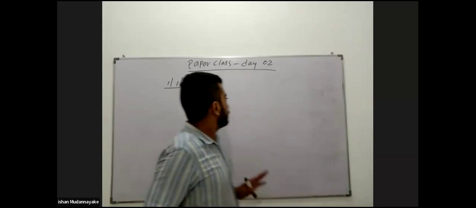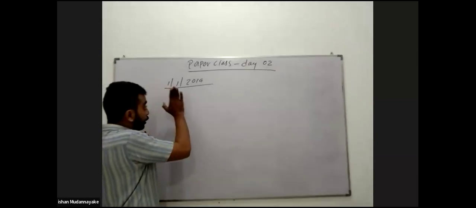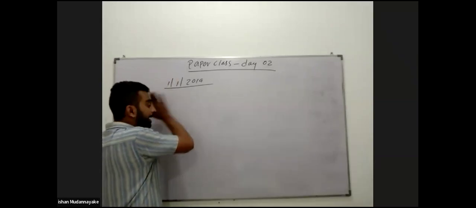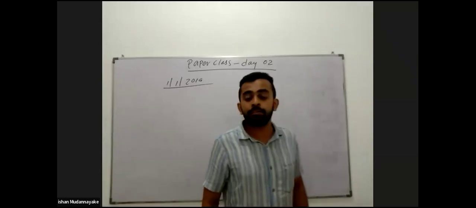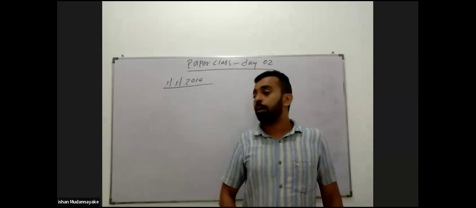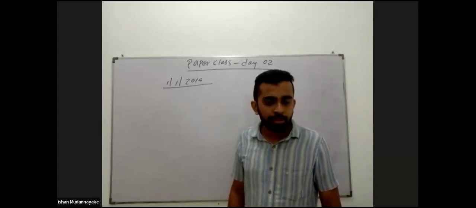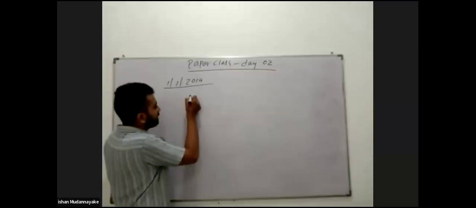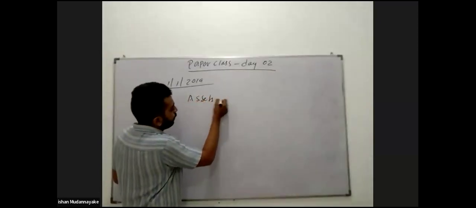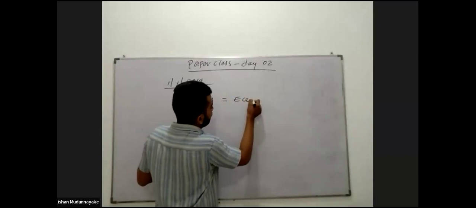Right, then, for 1st January 2019, the accounting equation. My basic accounting equation is what? Assets of the business equal equity plus liability.